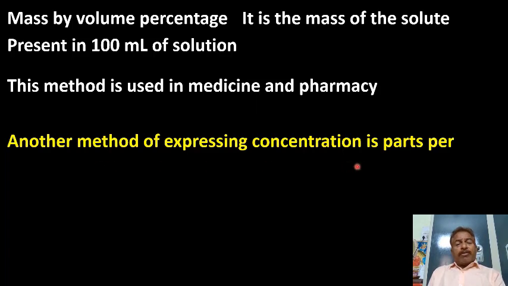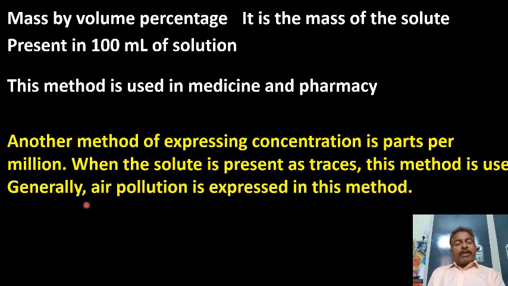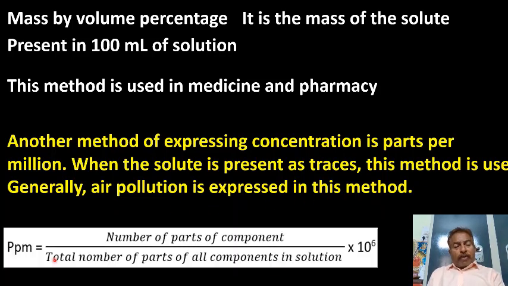Another method of expressing concentration is parts per million. When the solute is present in traces, that is in very small amounts, this method is used. Generally, air pollution is expressed in this method. So, parts per million, ppm, equals number of parts of the component by total number of parts of the solution into 10 to the power 6.